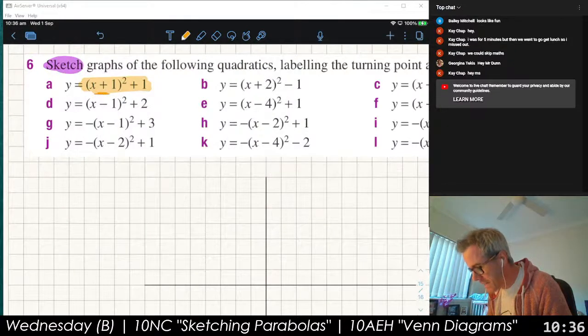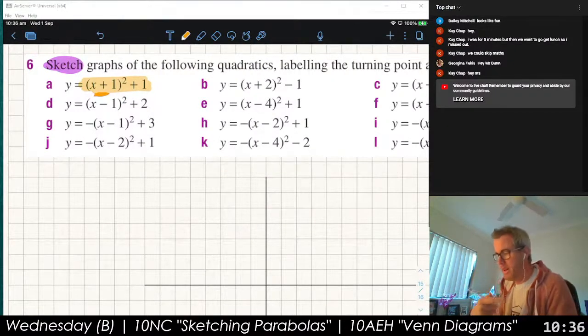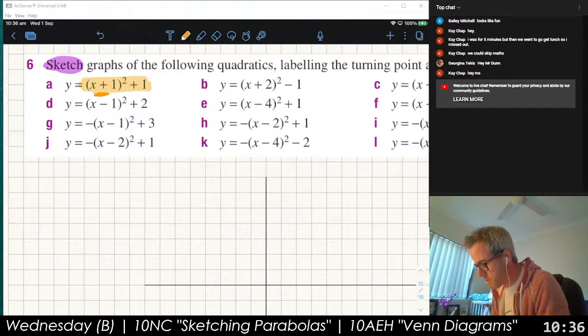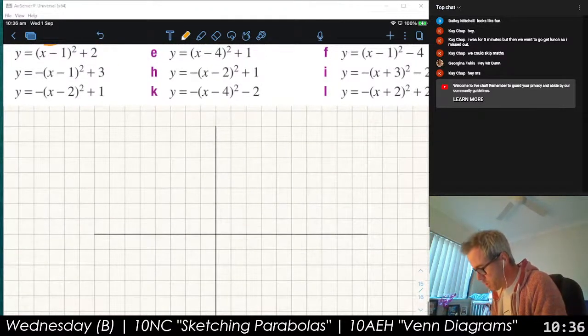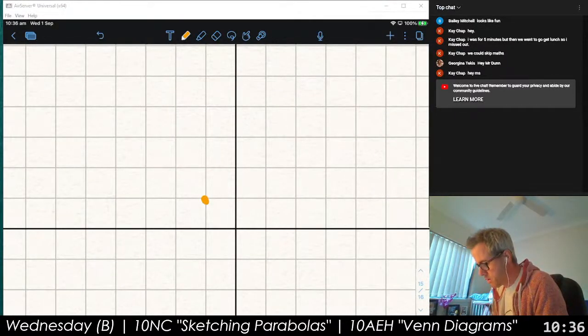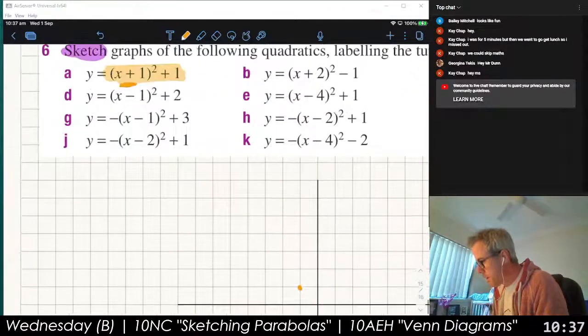This here is a positive 1. So if this is +1, remember that means that the x-coordinate is going to be negative, so it's going to be -1, +1. So my turning point is going to be here, like that. See that? There's -1, +1. There's 1 across, that's -1. 1 up, +1, like so.